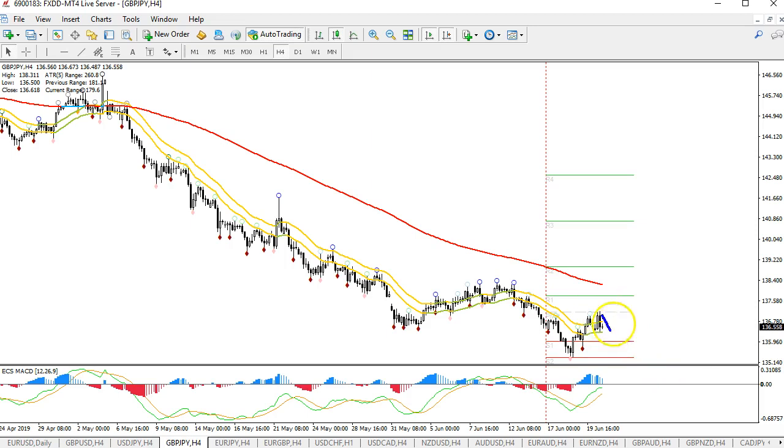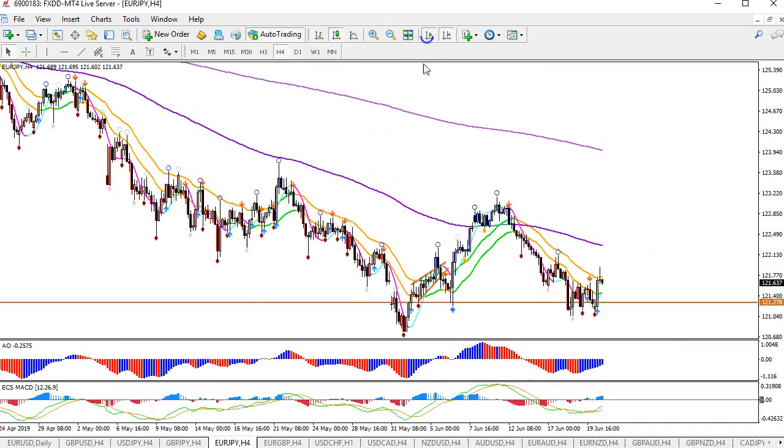And if price manages to make a bigger correction, hit the 144 EMA, hit this previous top, and then start to move down, I would think about trading continuation lower. Now, I just believe it's too soon for a downtrend continuation at this point. All right, Euro Yen.